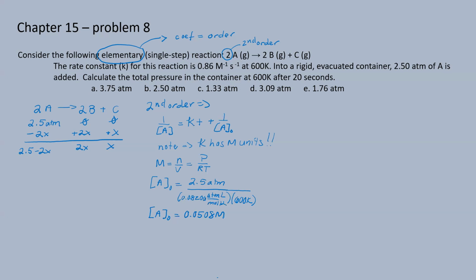Okay, so I'm going to plug that back into my equation of the line. So 1 over A equals K, which they gave us, 0.86, times the time, 20 seconds, plus our initial concentration inverse, 1 over 0.0508. So A ends up being 0.0211 molar.